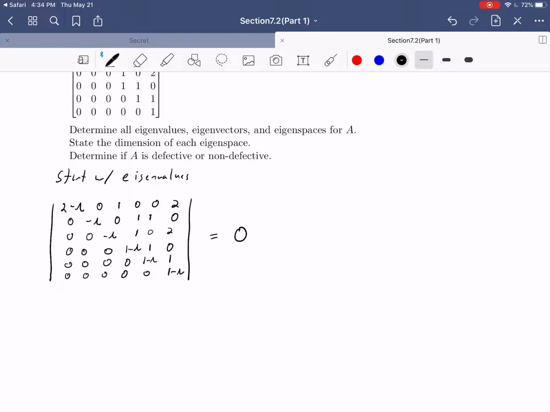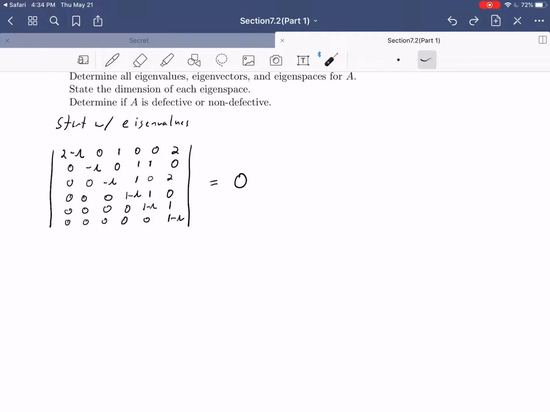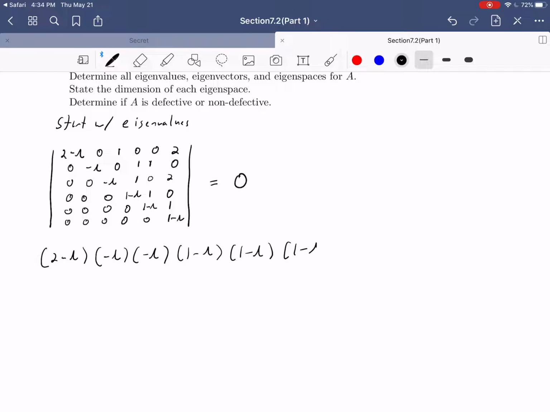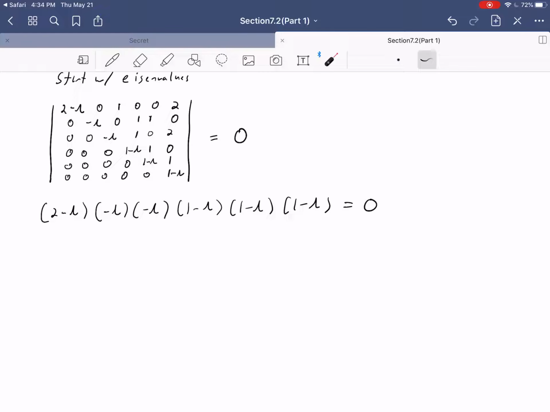And like we said, since it is upper triangular, we want the product of those diagonal elements. So we have 2 minus lambda, minus lambda, minus lambda, 1 minus lambda, 1 minus lambda, 1 minus lambda equaling 0. So what eigenvalues do we get? Well, from this first guy, we get lambda equals 2. That'll be an eigenvalue. The multiplicity for that guy would be m equals 1. It only shows up once.